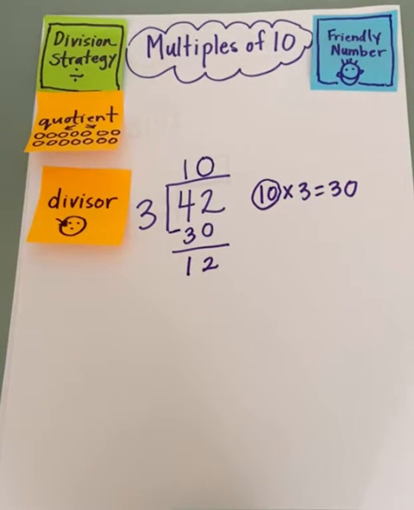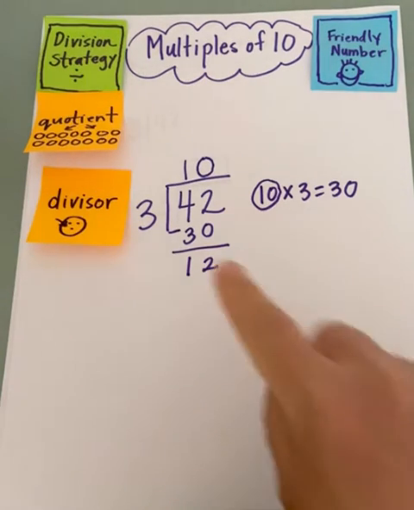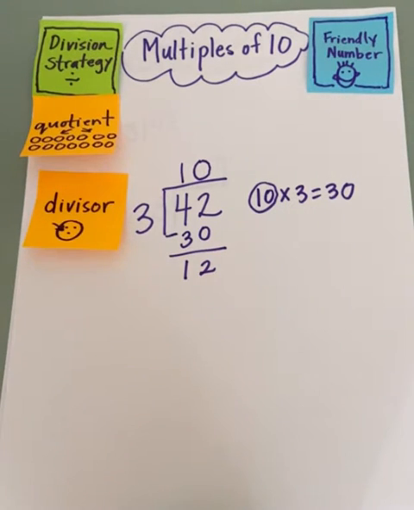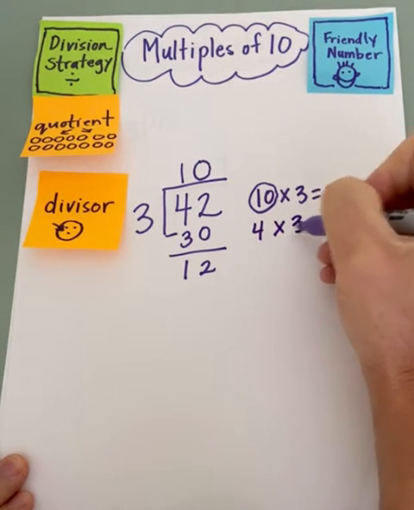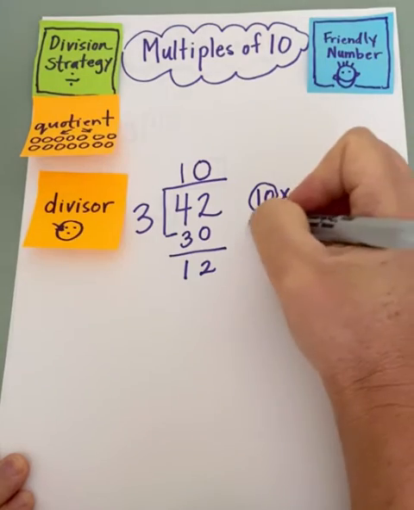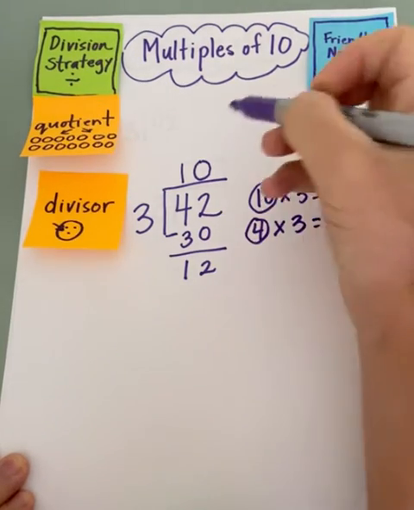Now, can I make another 10 groups of 3 with 12? What do you think, mathematicians? Can I? No, I can't. So now I have to think, how many more groups of 3 are in 12? Well, I know from my math facts that 4 groups of 3 is 12. So now I can put those 4 groups of 3 up here as well.